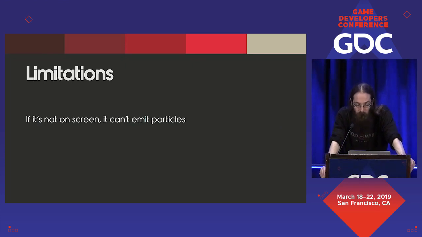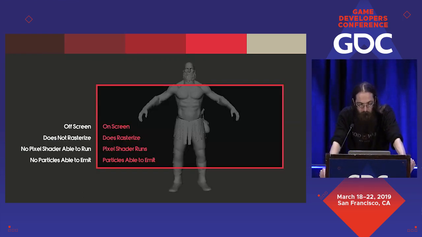This technique also has some drawbacks. If the mesh is not on screen, it can't emit particles. So Kratos' head and feet are off screen. The rest of the body is on screen. Pixel shaders are only ever run on pixels that get rasterized. It can't be rasterized if it's outside the viewport. So this means Kratos' head and feet will not be able to emit particles.